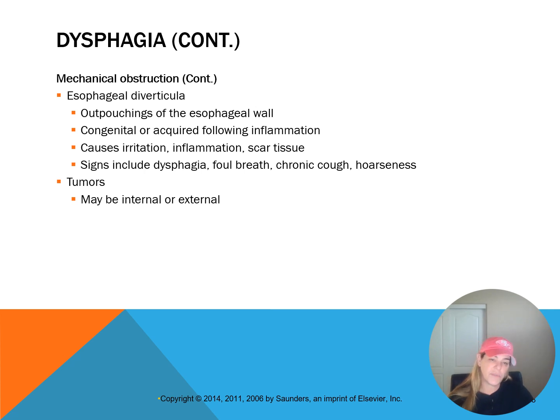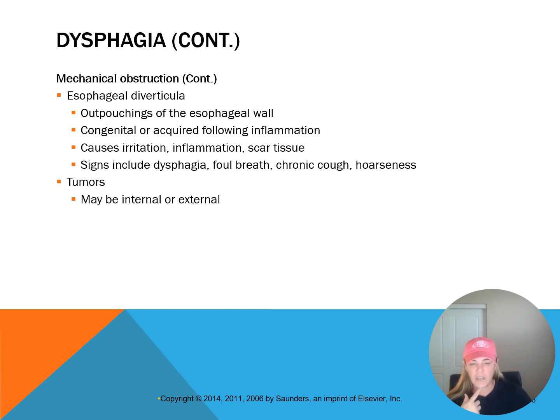Esophageal diverticula, which means that you have outpouchings of the esophageal wall. They're kind of like an aneurysm type thing where they have pouches where things can get diverted to. Sometimes it happens when they're born with it, and sometimes it follows an inflammation. Irritation, inflammation, and scar tissue, like I said, can cause the mechanical obstruction.